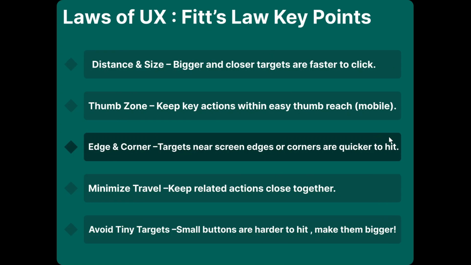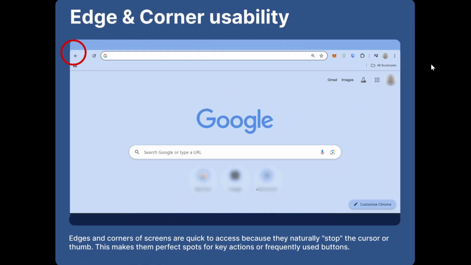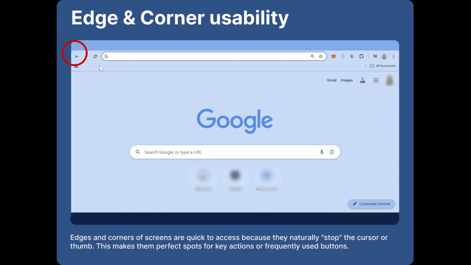Edge and corner. Targets placed near the screen edges or corners are faster to tap, making them prime spots for important actions. For example, when you use Google, you'll notice the back arrow or reload button is placed in the top left corner. This makes it super easy for users to tap without stretching.